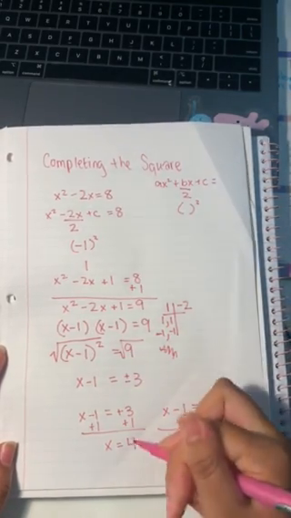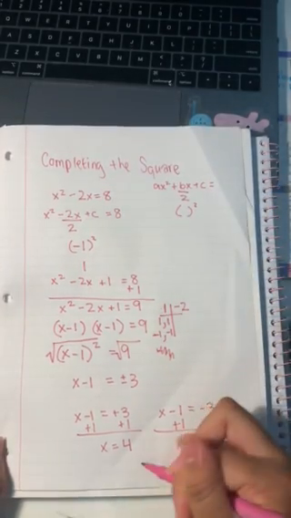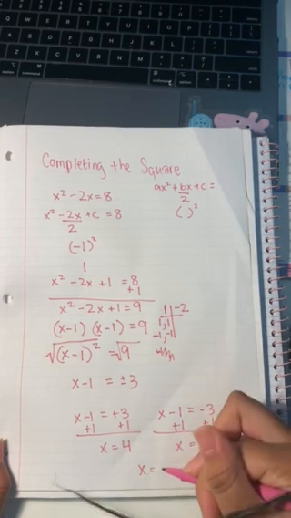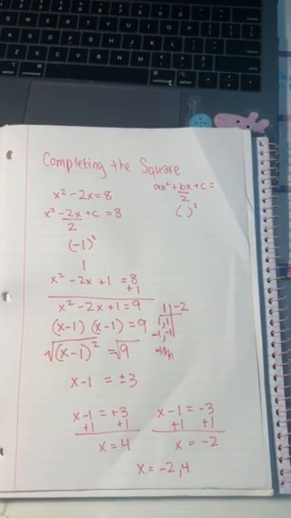And so the two solutions to this problem, x squared minus 2x equals 8, are x equals negative 2 and 4. The end.